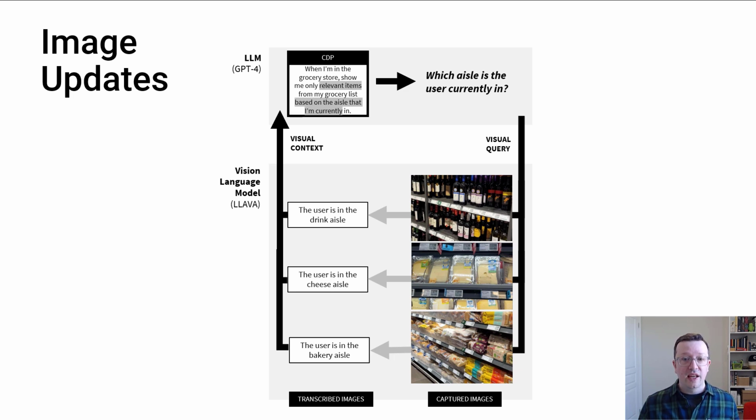Like it could reply, the user's in the drink aisle, or the user's in the cheese aisle, or the user's in the bakery aisle. And then this response is passed back and used to update the context and generate the action plan. So in this case, it would appropriately filter the grocery list. So this example illustrates how CDPs' natural language triggers and actions can be interpreted at runtime by different language-based AI models.